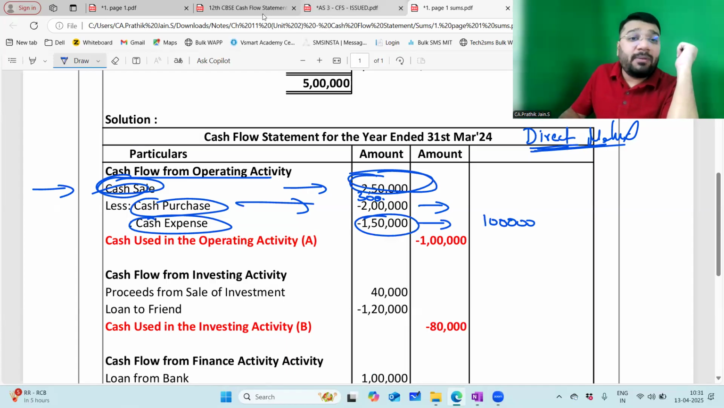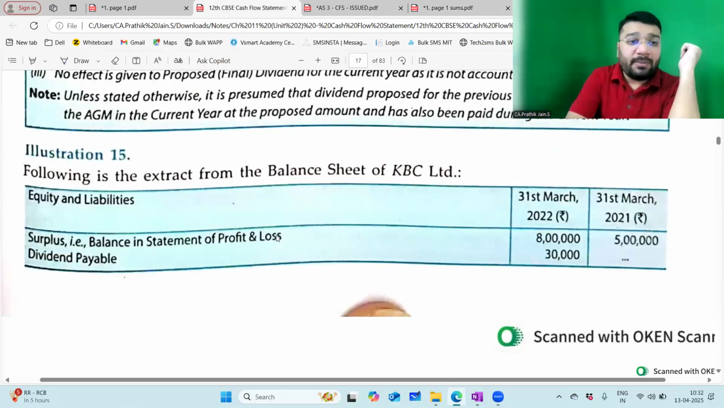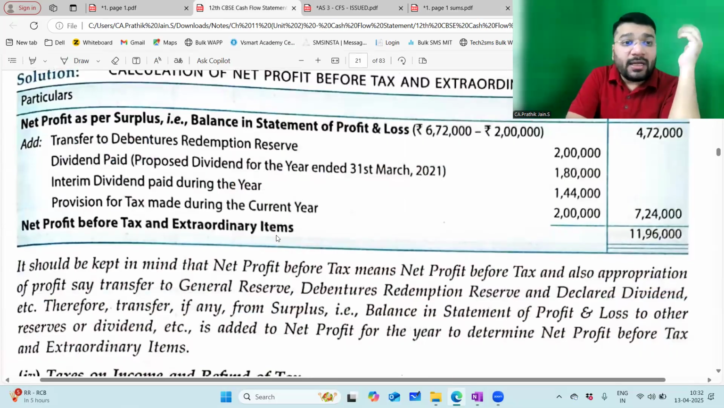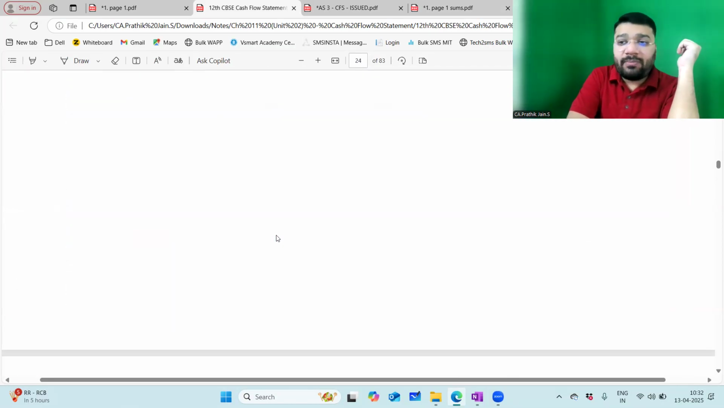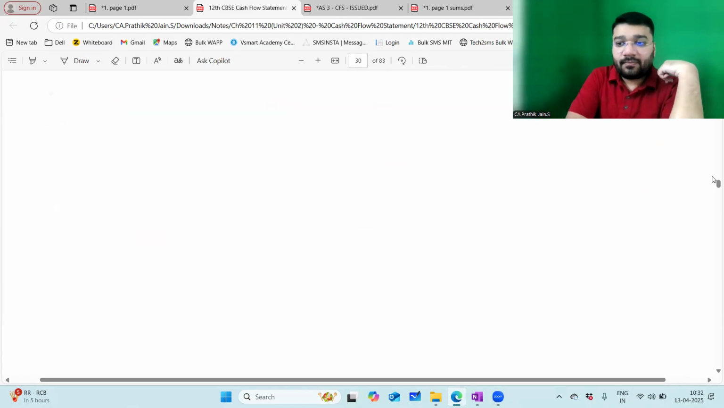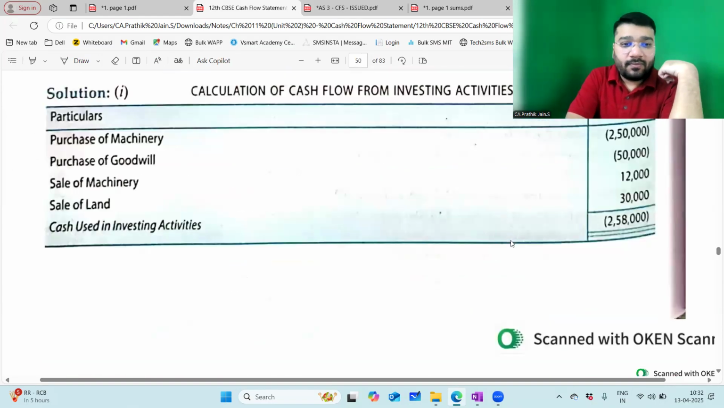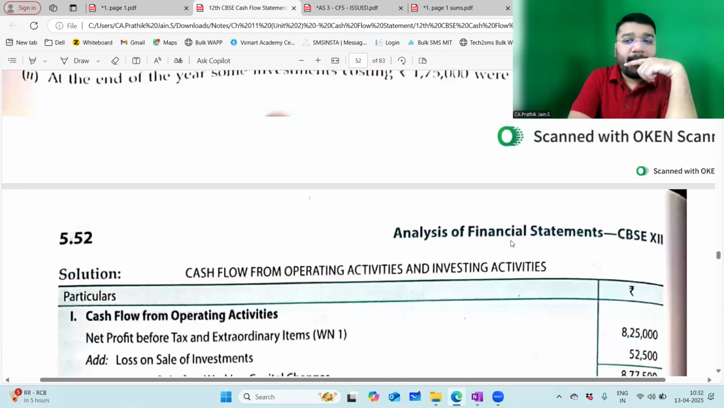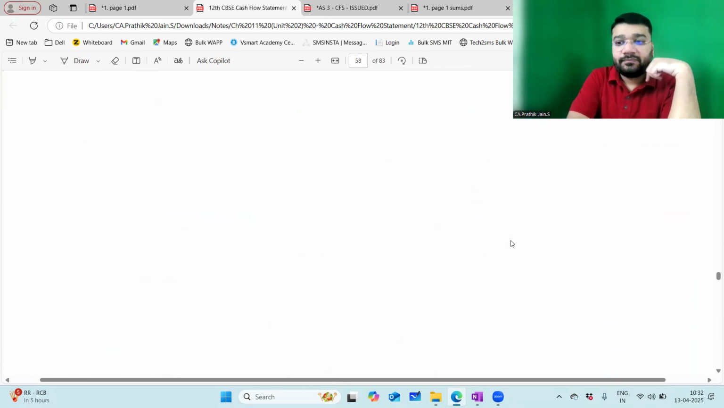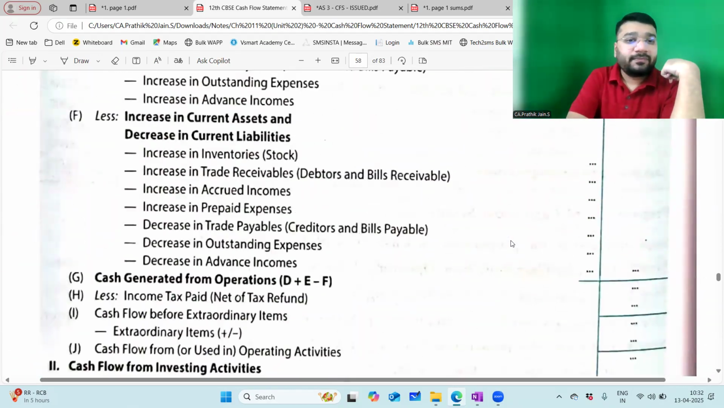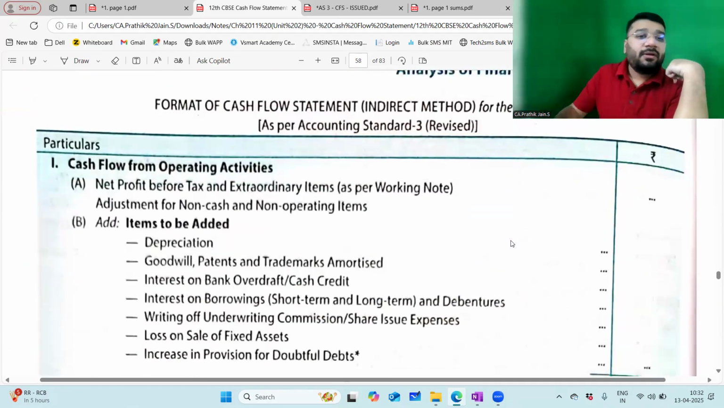So the indirect method, how are they preparing it? I'll show you a glimpse. For those who have not studied 12 CBC with me or have not done 12 CBC, I'll just show how these people prepare the indirect method. This is the indirect method for you people, the complete format.